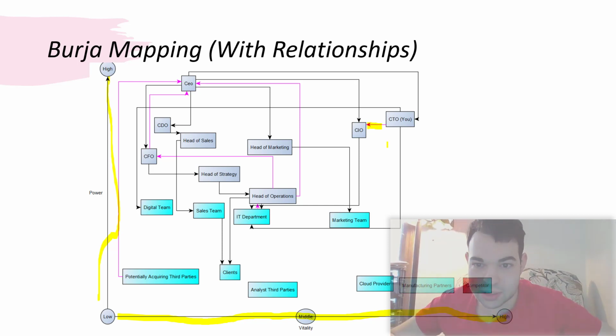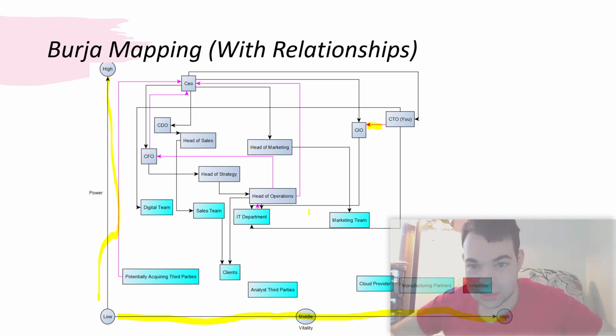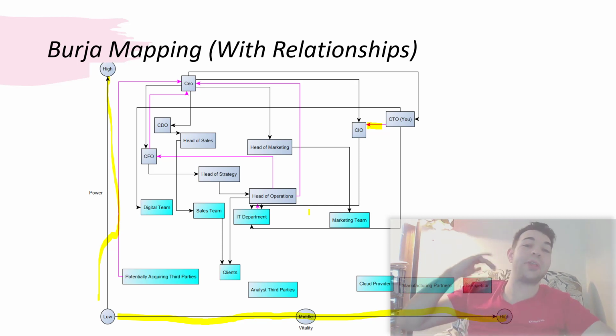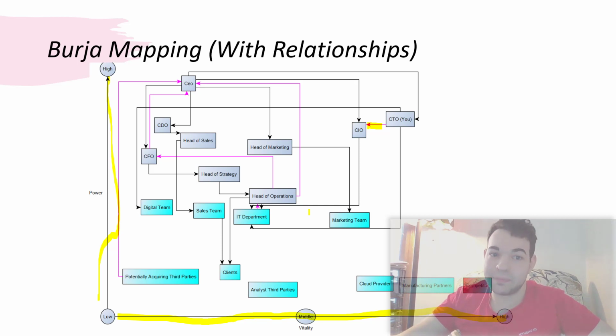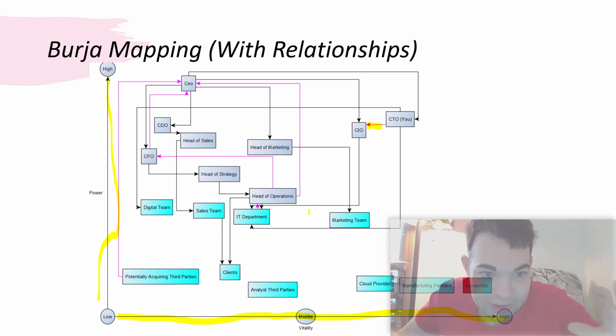Another thing you're going to notice is that I can almost always go from a pink line to a black line, but I can't if I'm trying to create a chain of power and influence. It's much harder to go from a black line to a pink line. That is, the CEO can tell the CFO to tell the head of strategy to do something. Okay, that is a valid chain of influence.